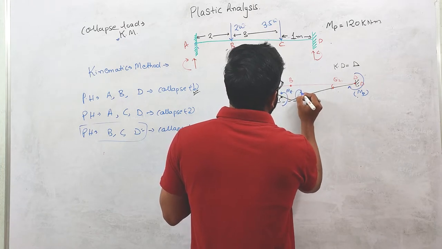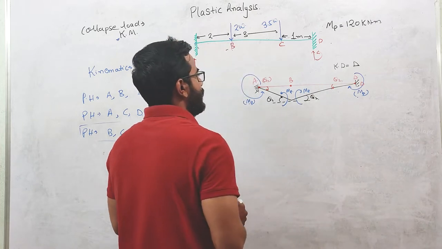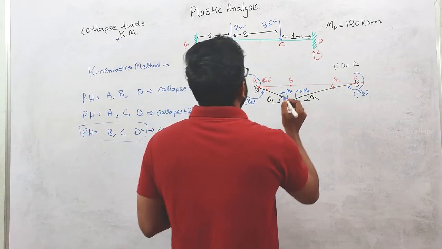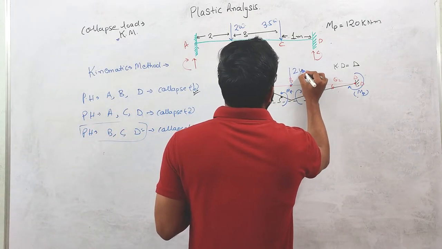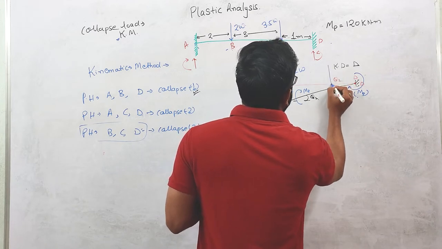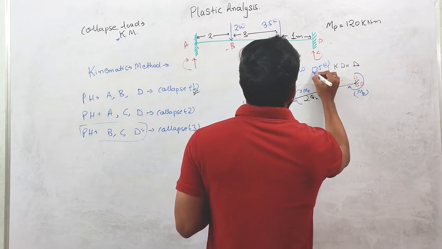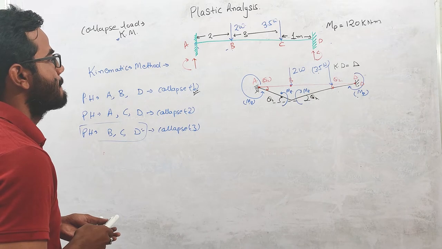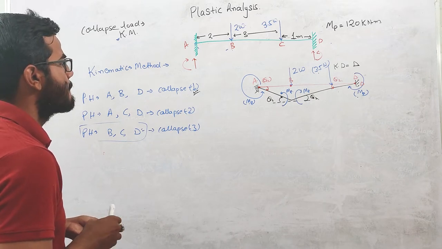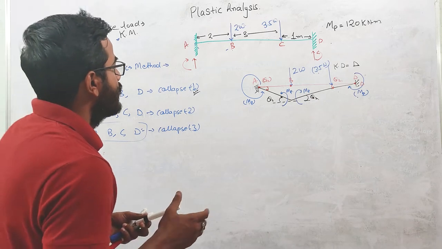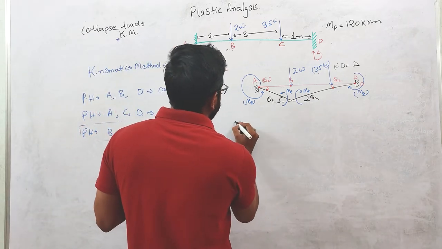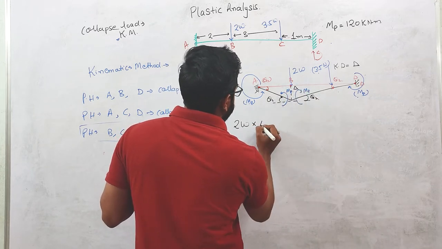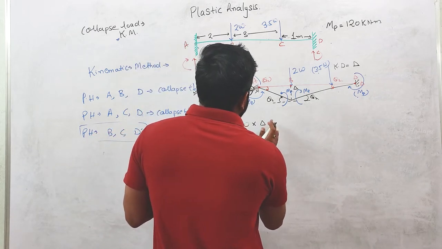MP moment, and again, one MP moment at this point. Okay, so the load acting at this point is 2W, and at this point, let us suppose the load is 3W. Now the external work done will be 2W into delta, I'm giving one displacement delta at this point.